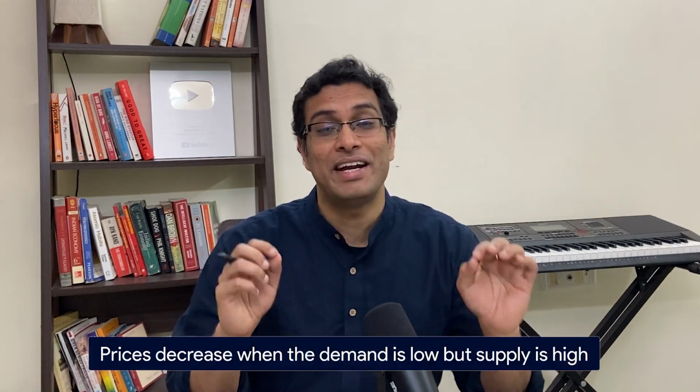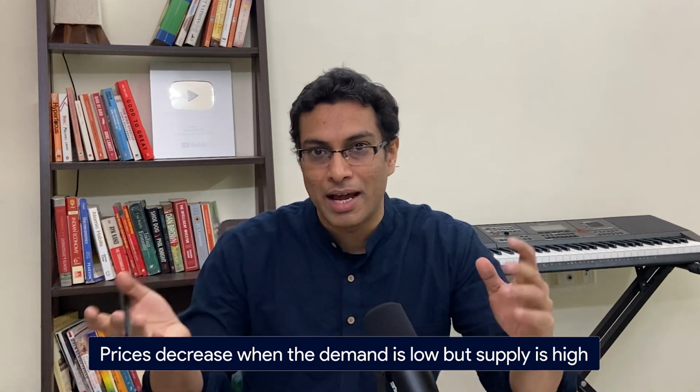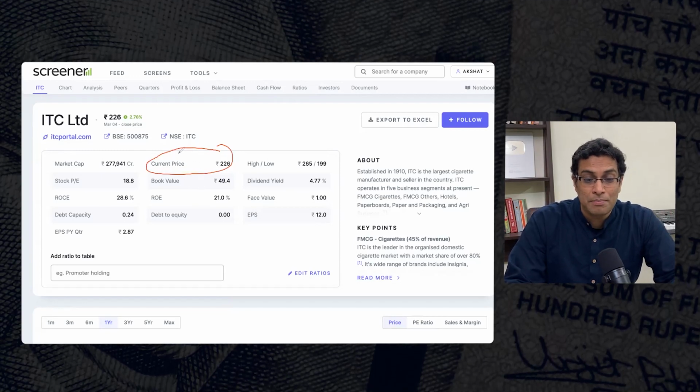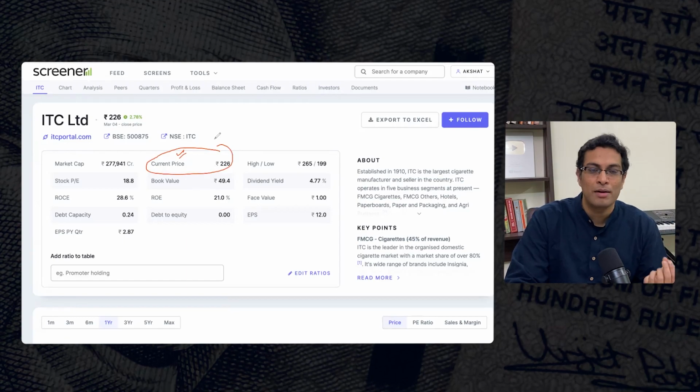The same scenario ends up playing in the job market. If your skills are very rare, that is, the supply of skills is very limited but the demand is very high, then your salary is going to be very high. On the flip side, if the skill that you have is very common and the demand for that skill is also not very large, then the salaries are going to suffer. So to cut the long story short, why is it that the price of a particular stock moves up or down? Because the supply or demand moves up or down.